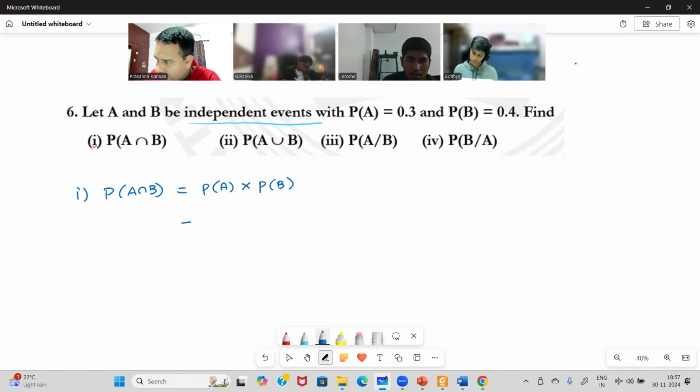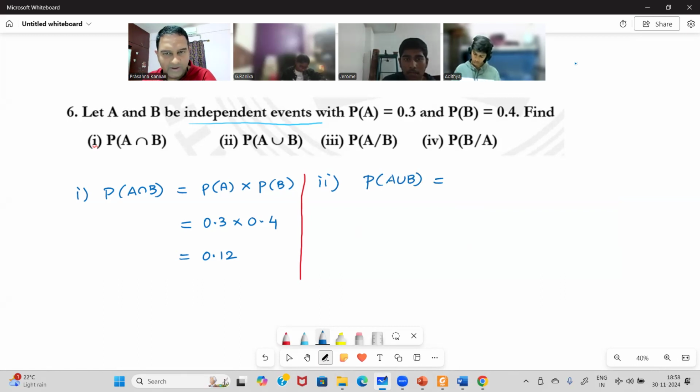So what is P of A? 0.3. And what is P of B? 0.4. This will be nothing but 0.12. So what is your P of A intersection B? 0.12. What is the next thing you need to find, Jerome? P of A union B. What is the formula for P of A union B? P of A plus P of B minus P of A intersection B.